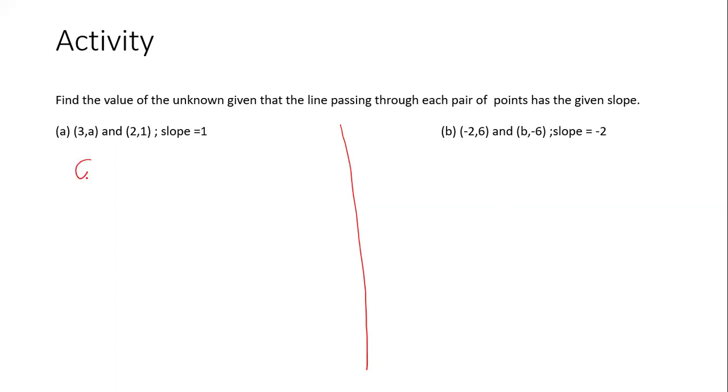Gradient is equal to y2 minus y1 divided by x2 minus x1. From there, 1 will be the y2, and then a will be y1. Then 2 will be x2, and then 3 will be x1. Okay, then what is our gradient? 1. Let's move, members. We are on this step.